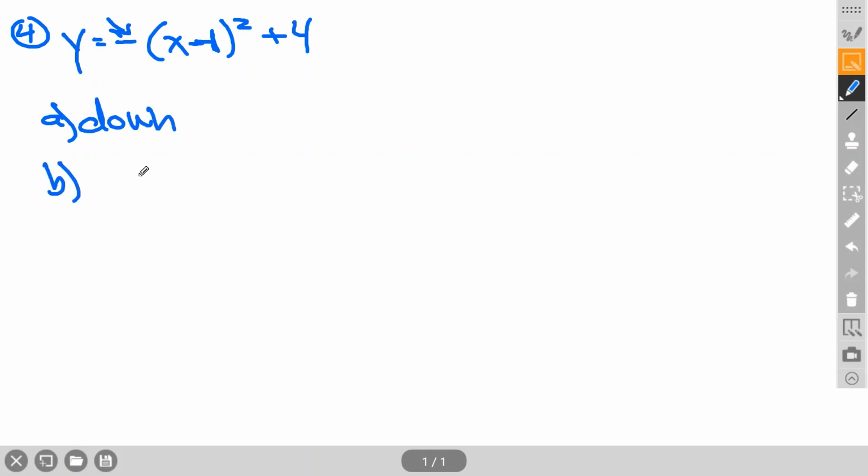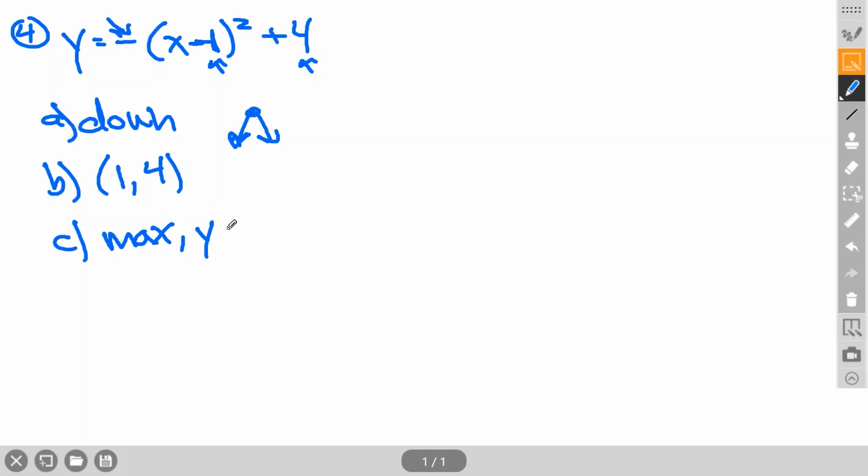B, the vertex. Well, since this is in vertex form, h and k, h is 1 because x minus h, and k is 4, so my vertex is 1, 4. C, this opens down. This means it looks something like this. This means the vertex is a maximum, and that maximum point is 4. D, the equation for the axis of symmetry is just the x-coordinate, so x equals 1.